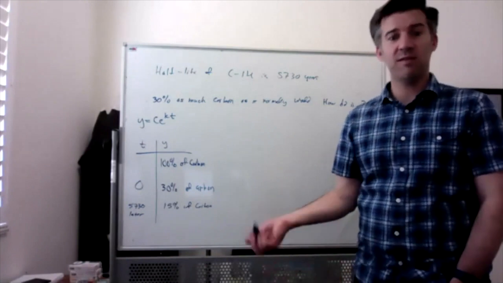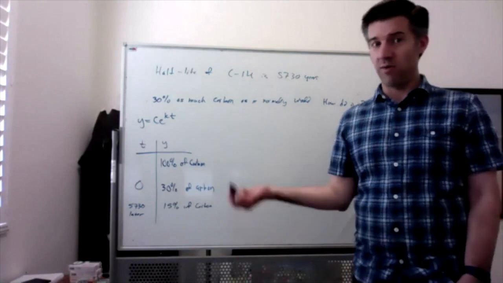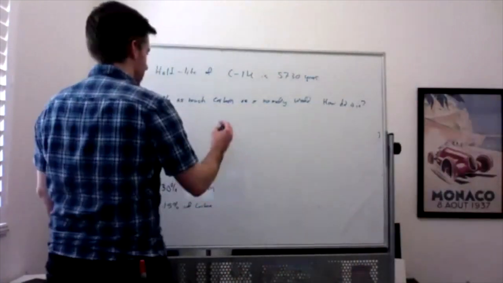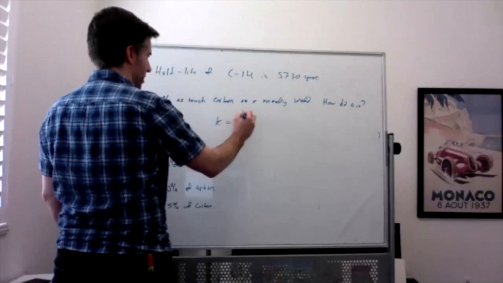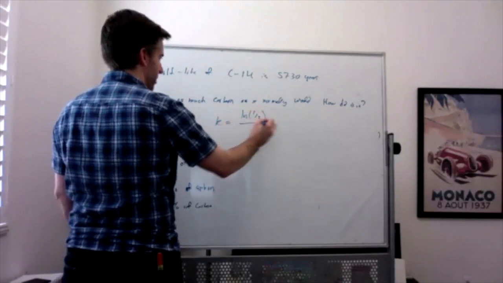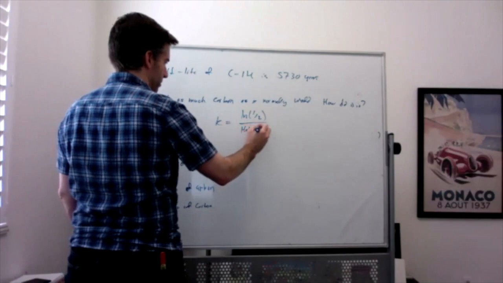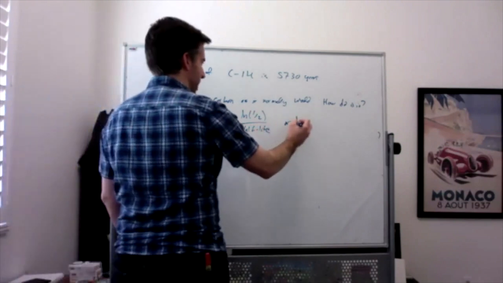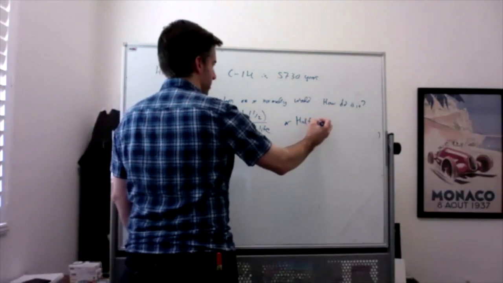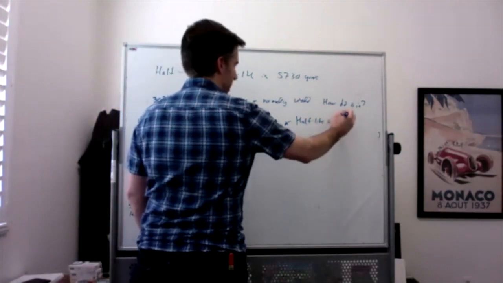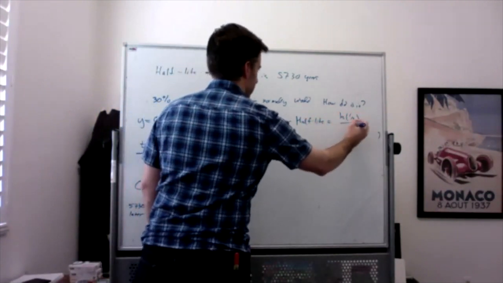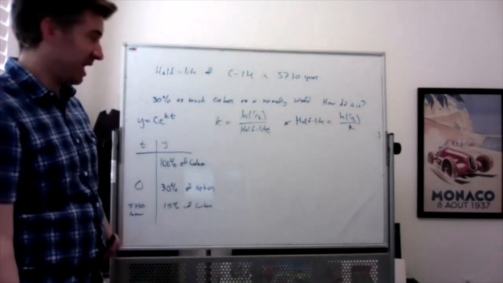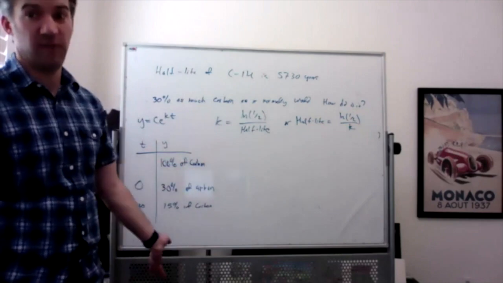Now, there's a couple ways to find the k value. You might know a formula for half-life already. You might know that k is always equal to the natural log of 1/2 divided by the half-life. Or you might know that the half-life is always equal to the natural log of 1/2 divided by k. Those are things that are true. If you've taken chemistry, you probably have seen this fact before.